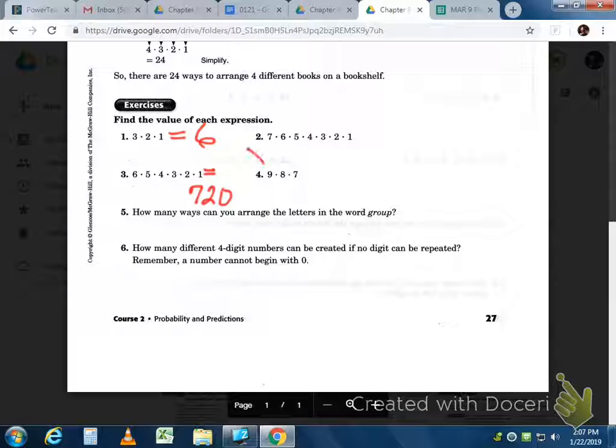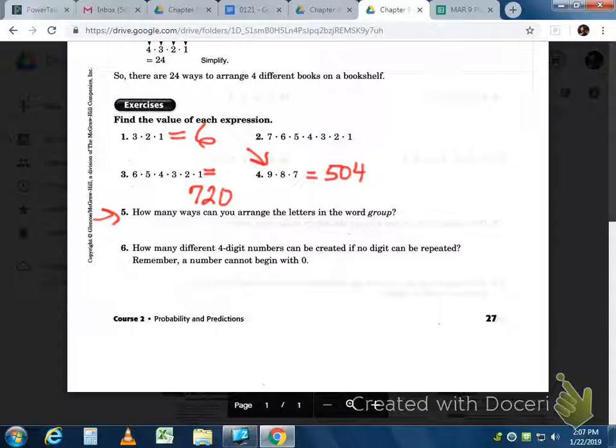Now, if you look at number 4, this is kind of what I was talking about. There must be 9 possible things, let's say 9 books, but they only have enough for 3 of them on a shelf. So how many different ways can you do that? You would do 9 times 8 times 7, because there'd be 9 choices for the first slot, 8 for the second, and 7 for the third. So 9 times 8 times 7 is 504. All right, so these are some typical problems now.